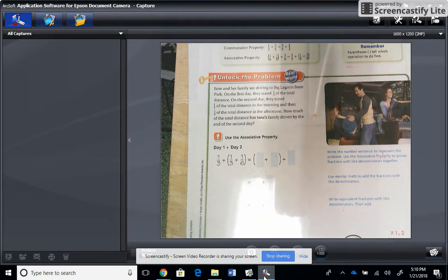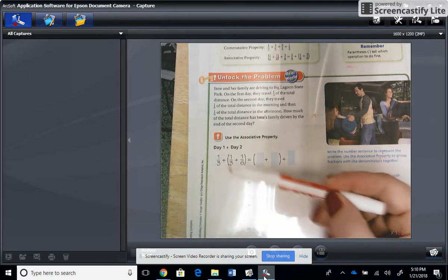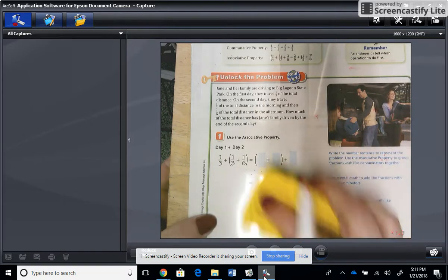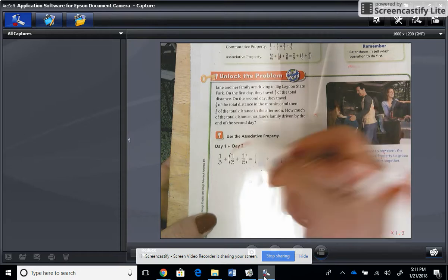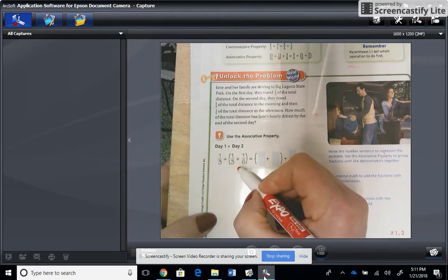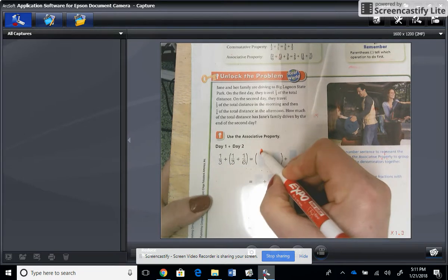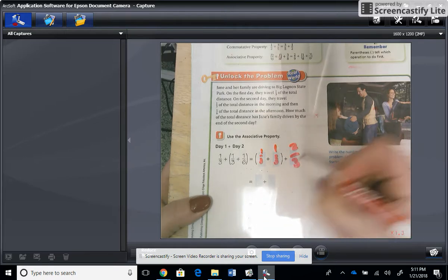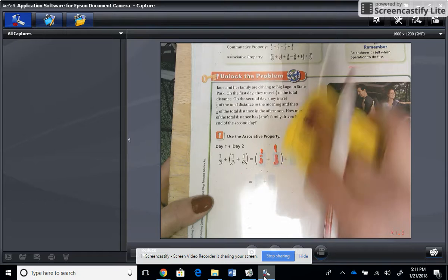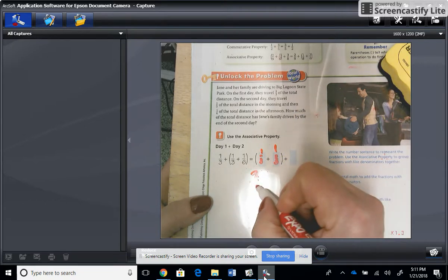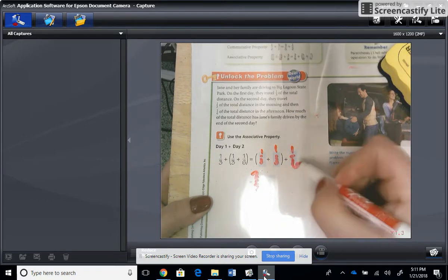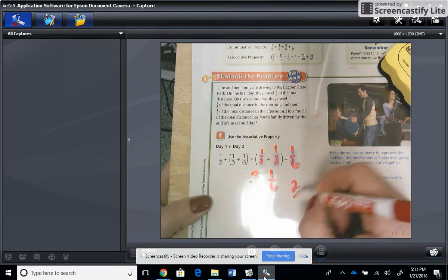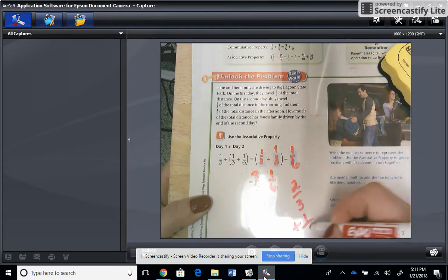You could add the day twos together, but I'm not going to do that. I'm going to use my associative property because it's easier to add like denominators. So 1/3 plus 1/3 equals 2/3. And I still have 1/6 to add, so I'm going to drop down my 1/6. Now I can just add 2/3 plus 1/6.